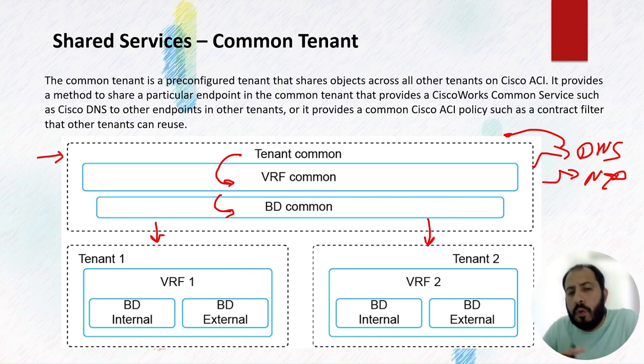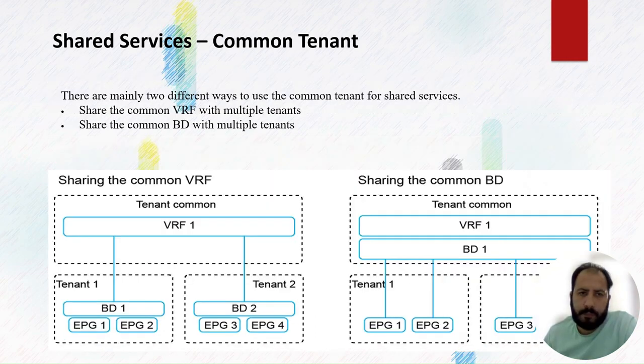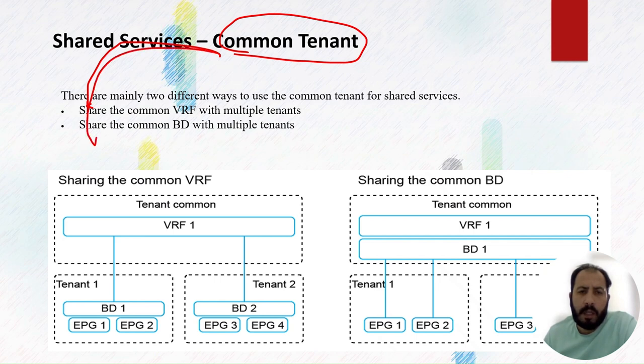You don't need to create the common tenant; it's there by default. All you have to do is just attach your DNS, NTP, or whatever service you have to the common tenant, and by default, it will be shared across other tenants in the environment. Now, how do we configure the common tenant? There are two ways to configure it. One of them is by sharing a VRF. The other is by sharing a bridge domain. Let's have a look at the VRF sharing concept inside the common tenant.